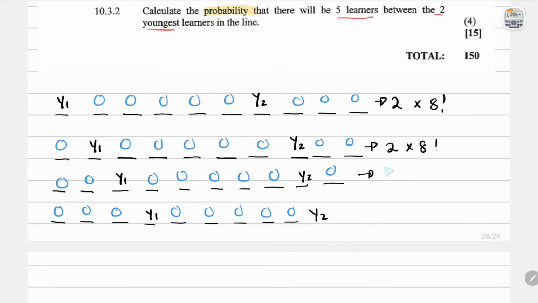And then as you look at the other placements, it's the same thing. These 2 learners do not have to sit here. They could sit as Y2 and Y1. So again, it's 2 times the remaining amount of learners. They have 8 different positions to sit at. That will be times 8 factorial. And then again, that's 2 times 8 factorial.